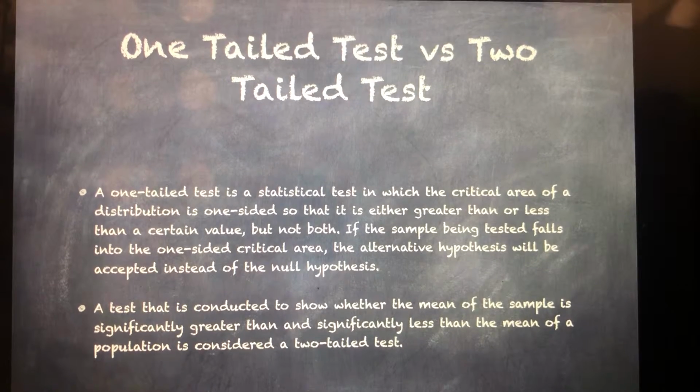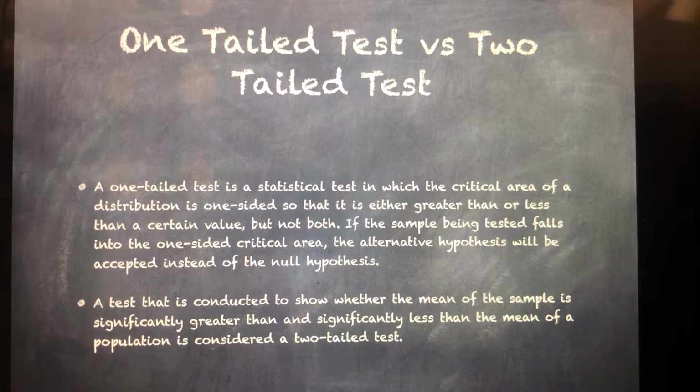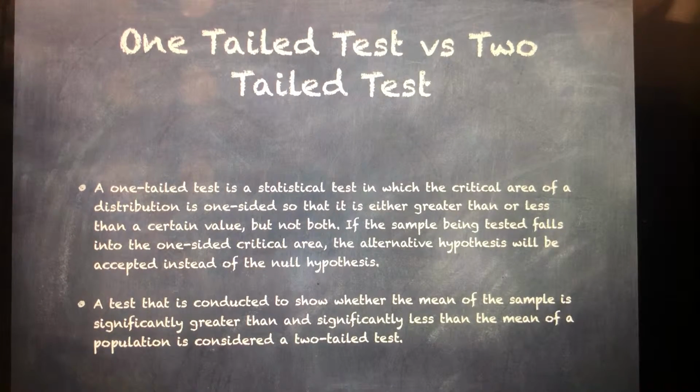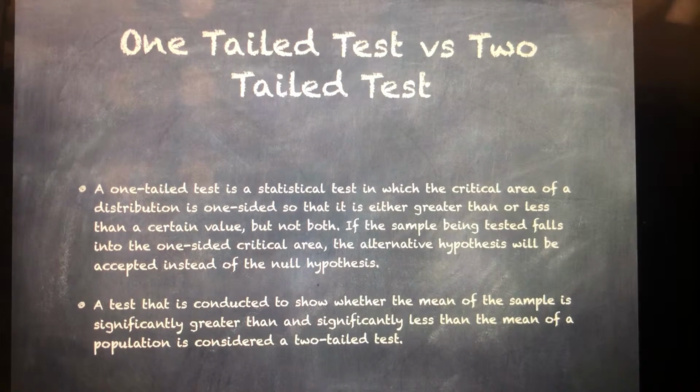So, one-tailed test versus two-tailed test. A one-tailed test is a statistical test in which the critical area of a distribution is one-sided, so that it is either greater than or less than a certain value, but not both.